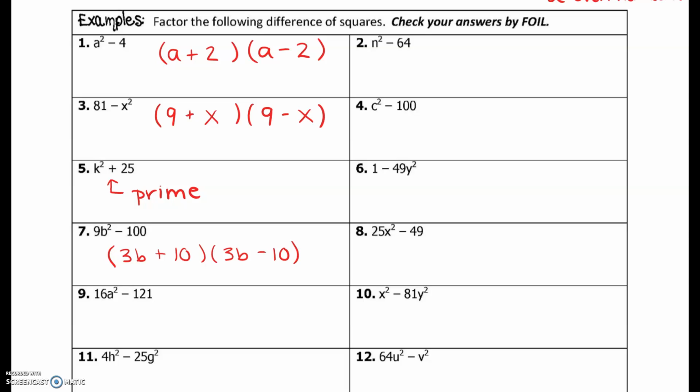Now for number 9, the square root of 16 is 4. Split the exponent in half, that is a. You have another 4a, and then the square root of 121 is 11. So 11 will go last in each parenthesis.